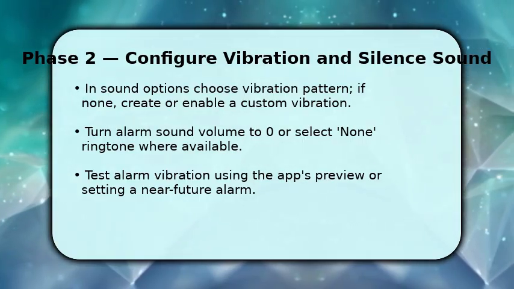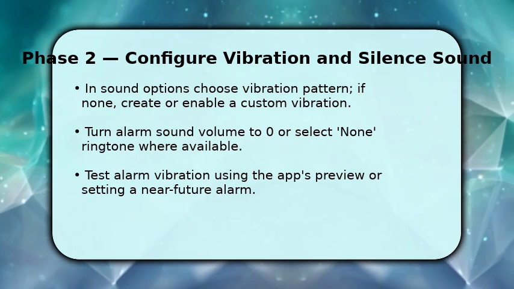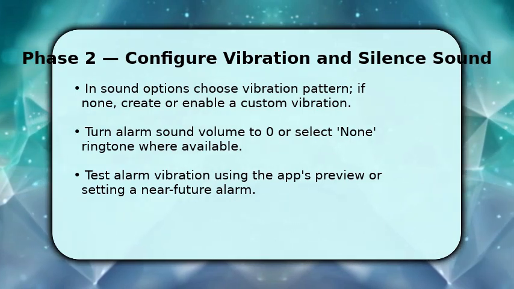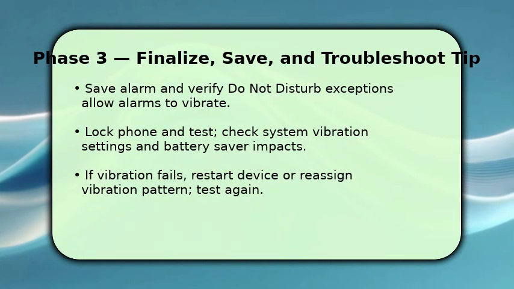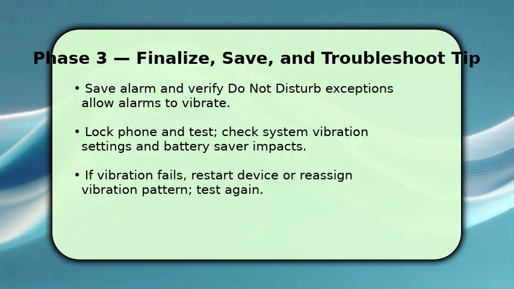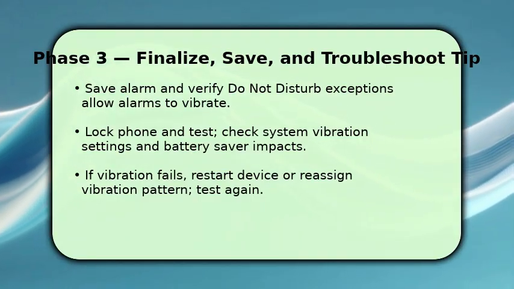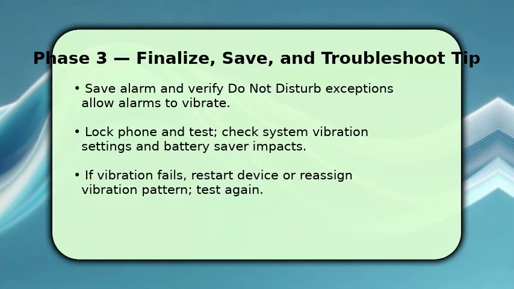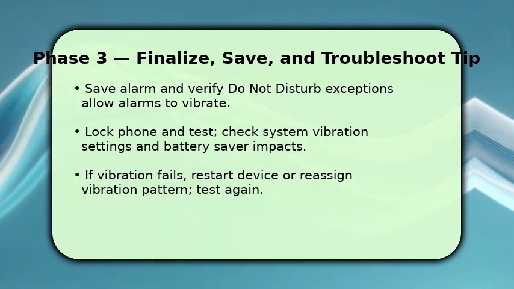Finish by saving the alarm and verifying system settings. Make sure do not disturb permits alarms to bypass silencing, and confirm global vibration is enabled in setting sounds. Lock your phone and perform a live test to ensure the device vibrates while remaining silent.